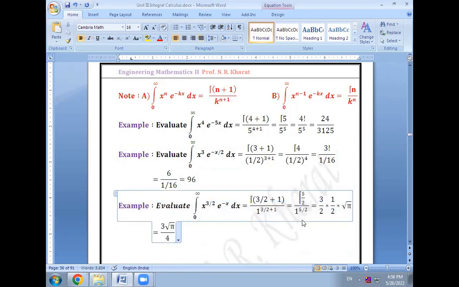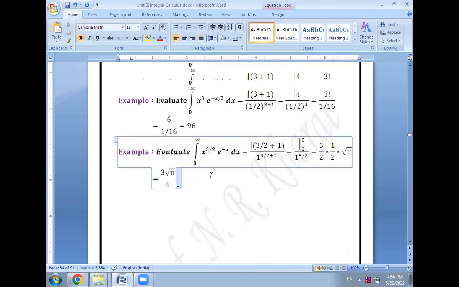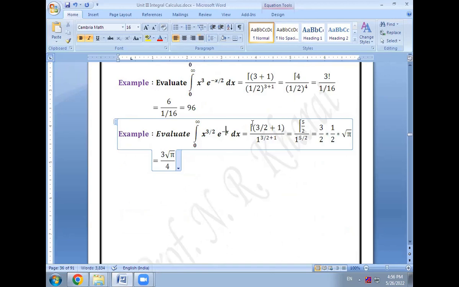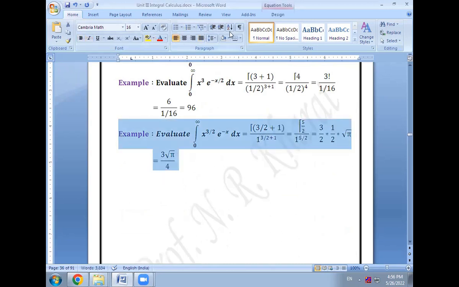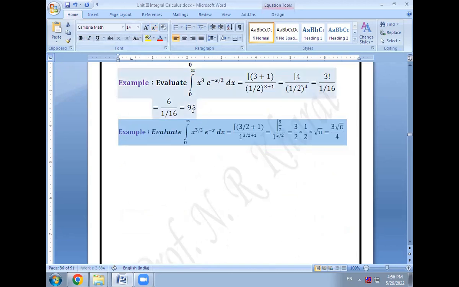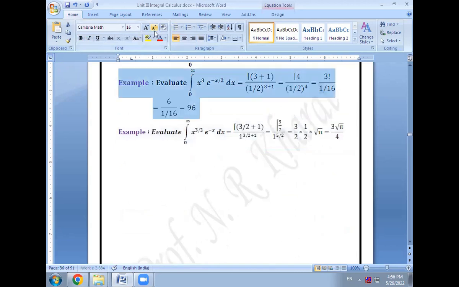Again, when we see this example, the n is equal to 3 by 2 and k is equal to minus 1. Replacing the value for n and k, we get a solution in the form of 3 root pi upon. In this way, we can find the solution of the example by using standard properties.